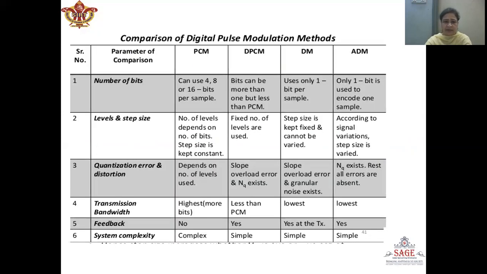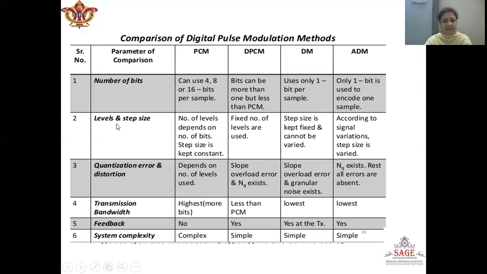Here we can see a comparison of digital pulse modulation methods. First, we have pulse code modulation, then differential pulse code modulation, delta modulation, and adaptive delta modulation. All these analog to digital conversion methods have been discussed previously in my lectures. Now, the first parameter of comparison is number of bits. In PCM, we can use 4, 8, or 16 bits per sample. In DPCM, bits will be less than PCM. Whereas delta modulation uses only 1 bit per sample, and the same in adaptive delta modulation, only 1 bit will be used to encode one sample.